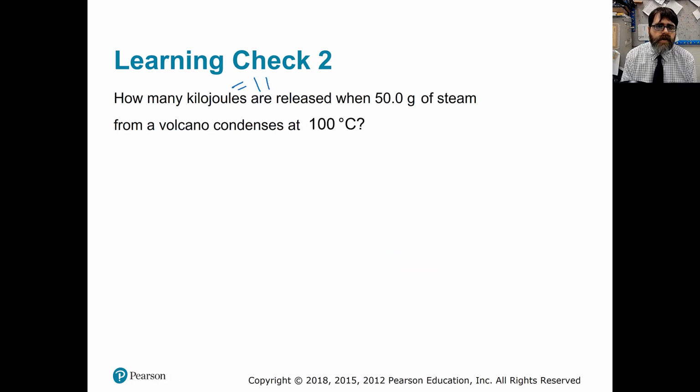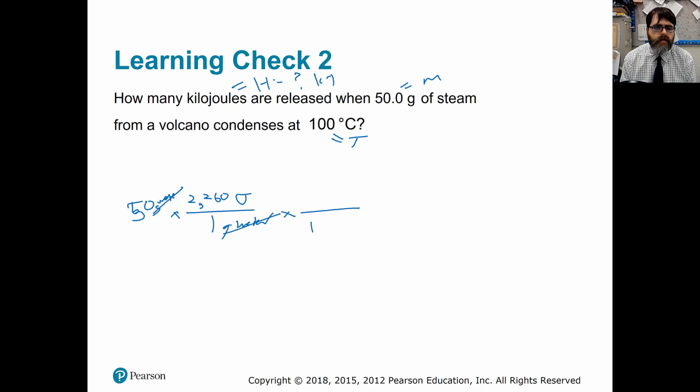So how many kilojoules? That's the heat that we're wanting to solve for. In 50 grams of steam, that's a mass from a volcano, condenses at 100 degrees Celsius. So we have 50 grams of water, and we know that the heat of vaporization of water, in joules units, is 2,260 joules per 1 gram of water. Probably should have put my water here, and now those two cancel out.